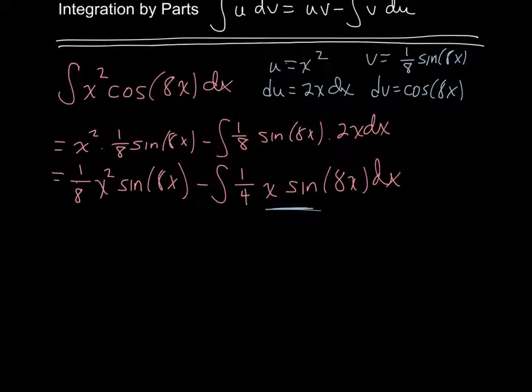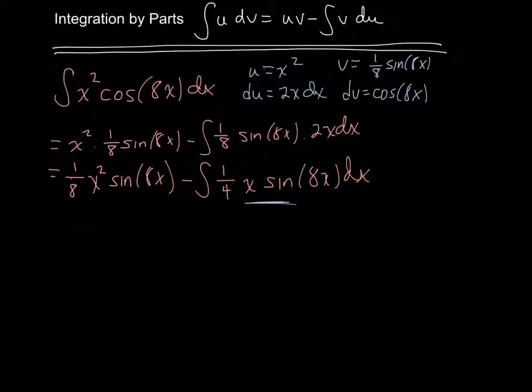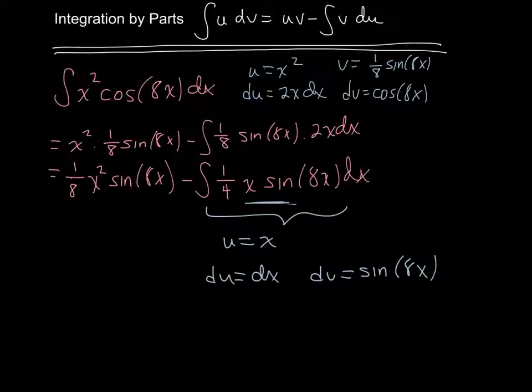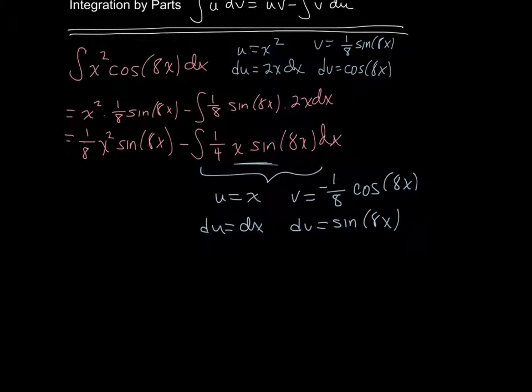Problem, I have another product here. Not a problem, it just means I'm going to have to go over to the side again and do another integration by parts. So for this piece right here, I'm going to let u equal x, dv equals sine of 8x. Of course, du now becomes just dx, which is what I want. My v becomes negative 1/8 cosine 8x.